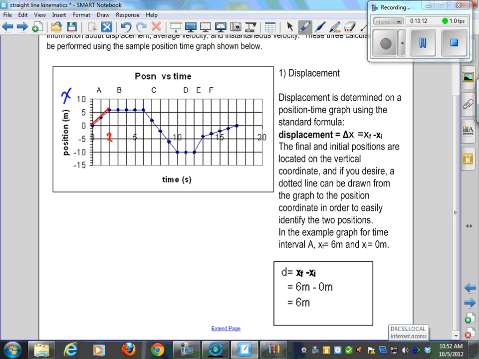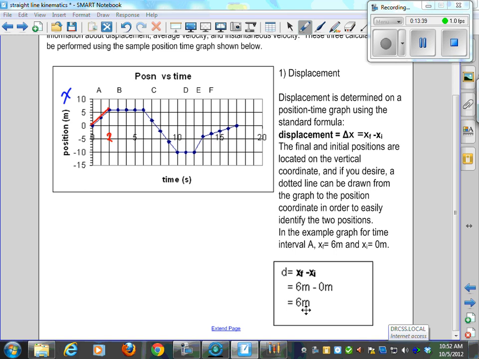What is the displacement? I went from 0 to 6. My displacement is 6 minus 0, or 6, right? Now, am I moving up, or am I moving down, or am I moving right, or am I moving left? Up, right. I'm moving to the right. Okay, I'm moving to the right.